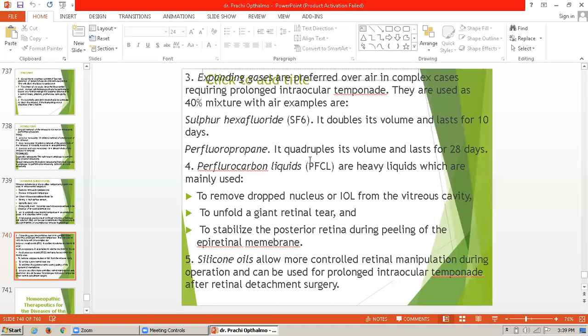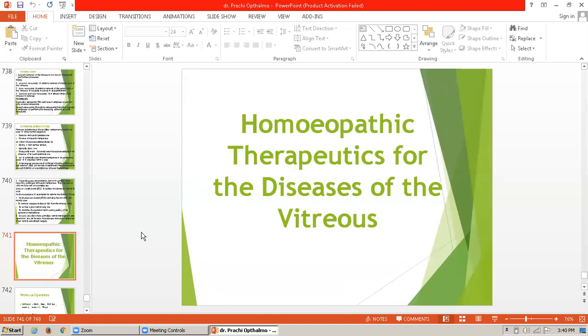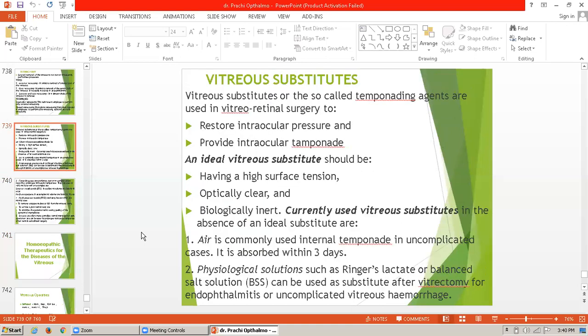Fourth, perfluorocarbon liquid, that is PFCL, are heavy liquids which are mainly used to remove a dropped nucleus or IOL from the vitreous cavity, to unfold a giant retinal tear, and to stabilize the posterior retina during peeling of the epiretinal membrane. Fifth, silicone oil allows more controlled retinal manipulation during operation and can be used for prolonged intraocular tamponade after retinal detachment surgery. So this is about vitreous substitute.